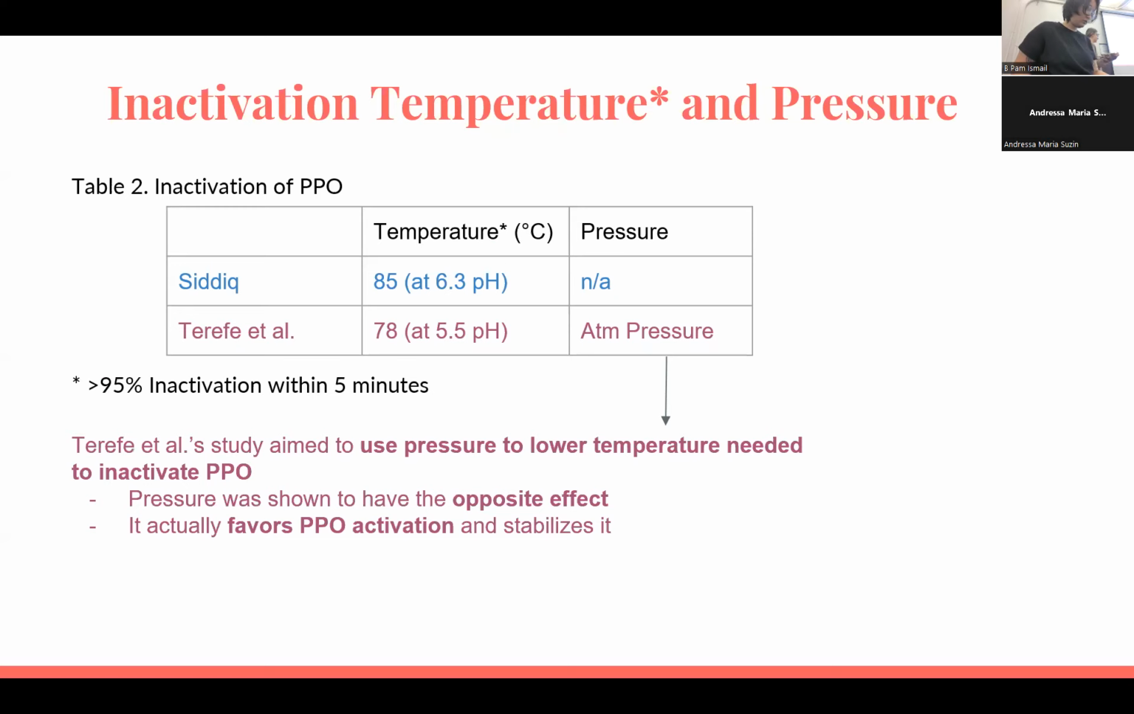Which kind of sucks because the aim of the study was to determine whether using pressure, you could lower the temperature needed to inactivate polyphenol oxidase. However, they found that pressure had the opposite effect, and it actually favors polyphenol oxidase activation and stabilizes it as well.